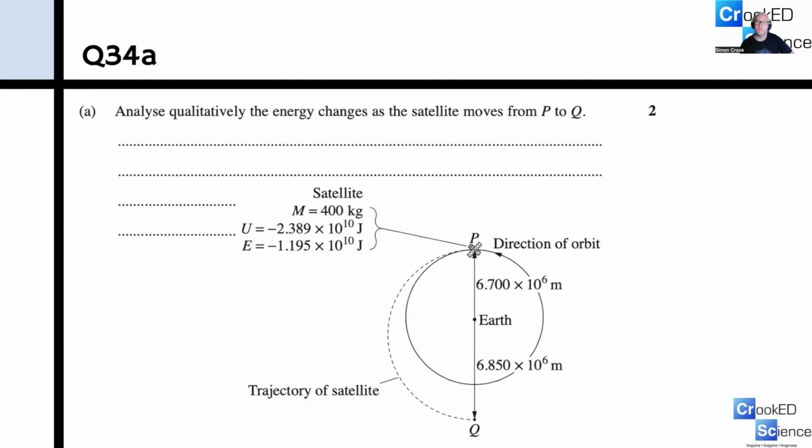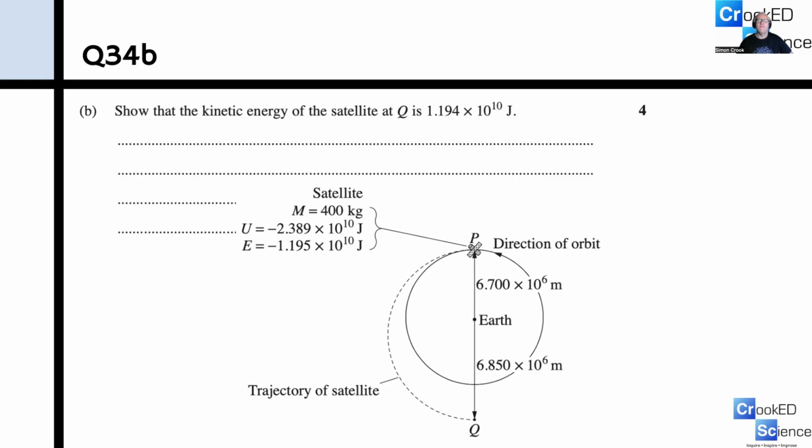Part A of the question is quite straightforward. To analyze qualitatively the energy changes as the satellite moves from P to Q. That's quite easy. We've first of all had the burn of the engines. You've got chemical energy going to kinetic energy. And then as it moves further away from P to Q, that kinetic energy is converted to potential energy as it goes to a greater distance from the Earth. And that's in line with the law of conservation of energy.